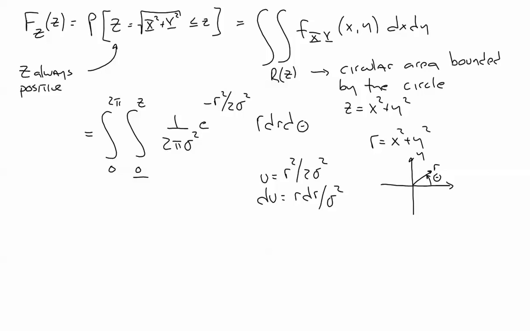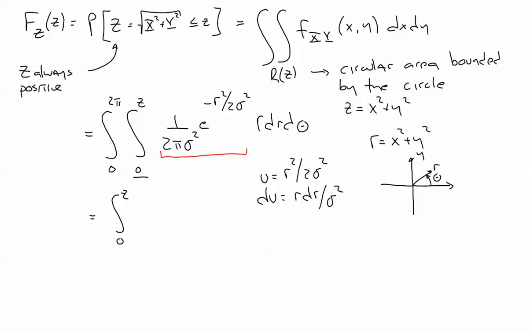I'm going to first integrate against theta. You'll notice that my integrand here is not a function of theta, so when I integrate against theta, I just multiply everything by 2 pi. That makes my 2 pi go away in the denominator. So I get the integral from 0 to z.